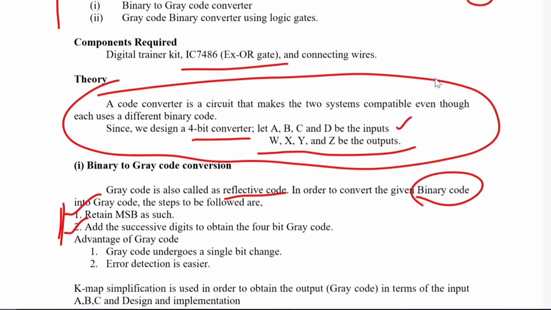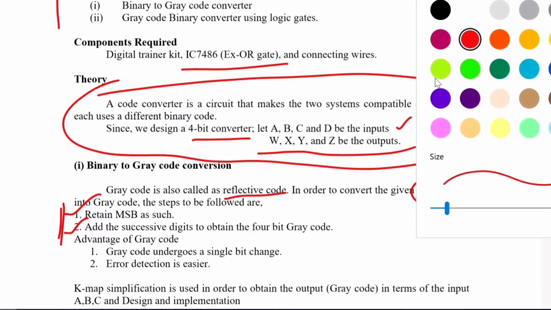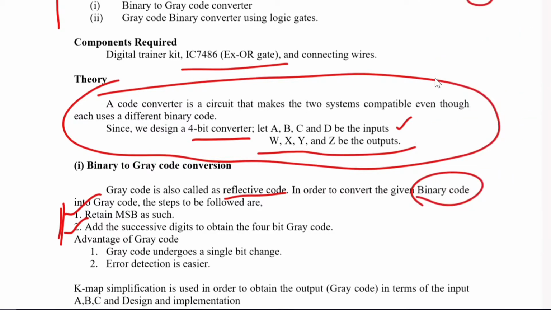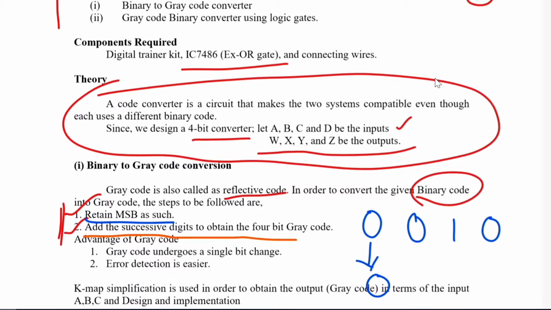I am taking a 4-bit number. For a better understanding, I am using a different color. For example, I am taking 4 bits 0, 0, 1, 0. What is the first step? As per the step, retain the MSB as it is. So I am retaining the MSB as it is, 0. Then what is the second step? During the second step, add the consecutive digits to obtain the 4-bit gray code.